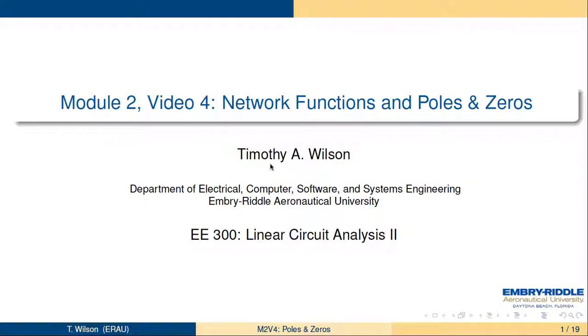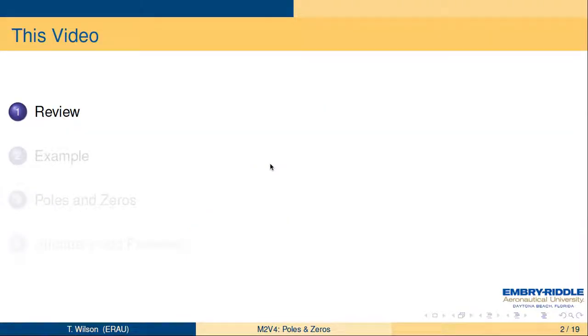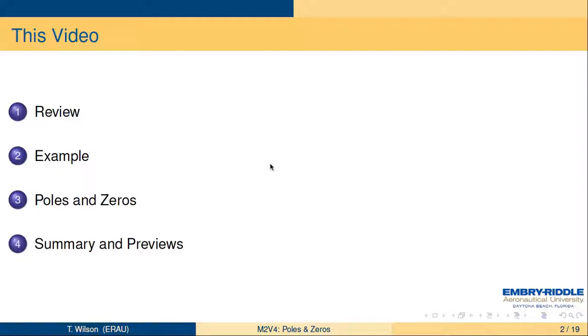This is EE300 Linear Circuit Analysis 2, Module 2, Video 4, Network Functions, Poles and Zeros. In this video, we'll look at some previous work on the network function. We'll work through an example circuit to explore some of the previous results and find some new results. Then we'll talk about poles and zeros and what they mean in terms of the input-output behavior of the circuit. We'll summarize and look at previews of coming attractions.